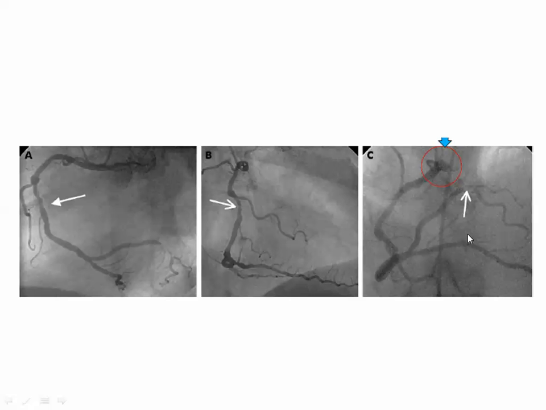Okay. So what this view is? LAO, yes, because the ribs are here. Cranial or caudal? Cranial. This is diaphragm. Okay, very small, but it's diaphragm. So it's cranial. Okay. So what this vessel is?